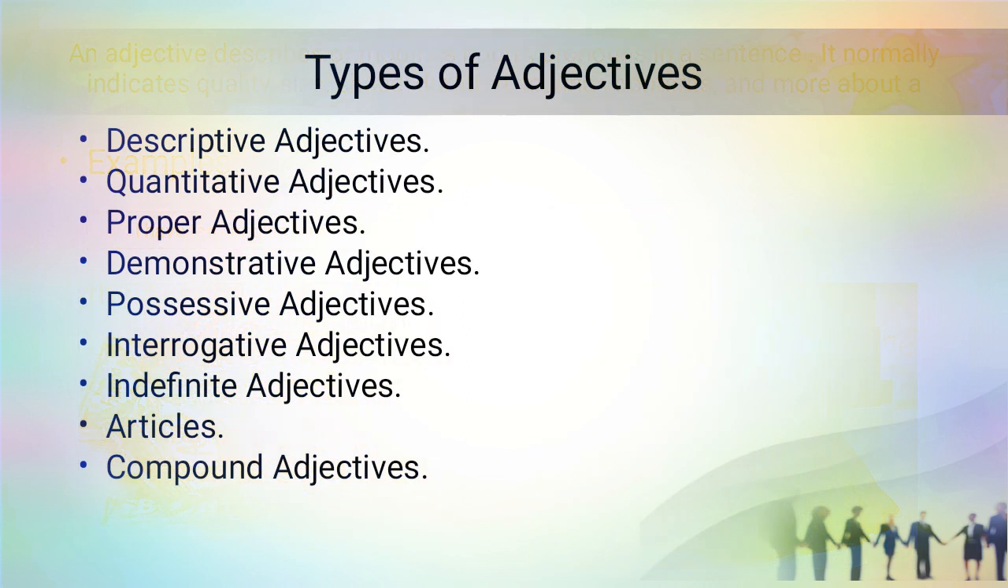Types of adjectives: descriptive adjectives, quantitative adjectives, proper adjectives, demonstrative adjectives, possessive adjectives, interrogative adjectives, indefinite adjectives, articles, and last is compound adjectives.